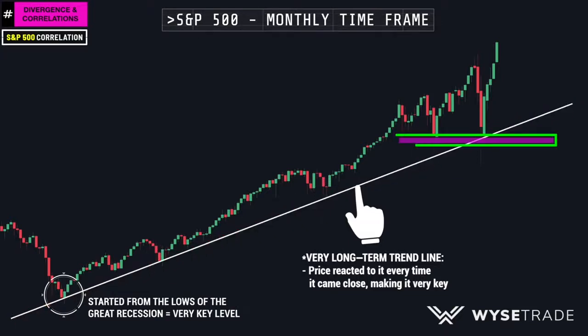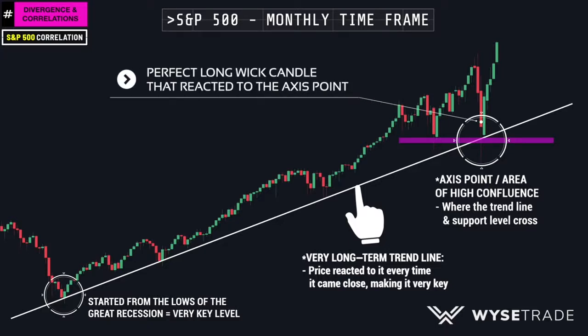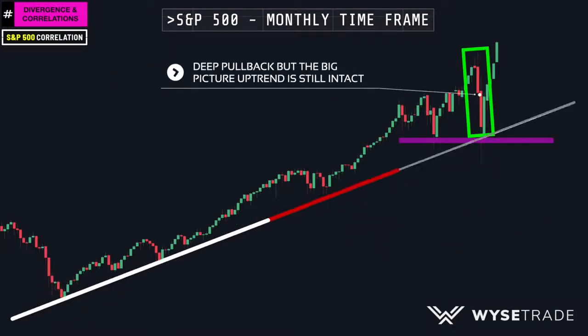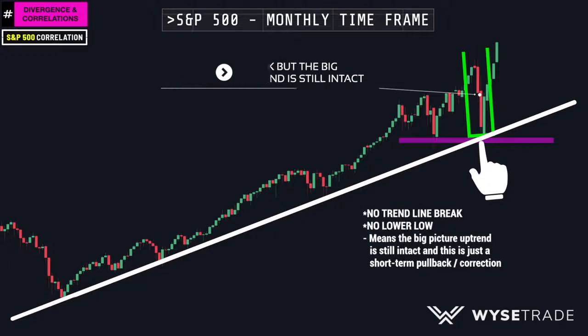You then had this very key support level here because of this reversal point. Now, this then gave us our access point or area of confluence here, where the trend line and support level crossed, which we covered in our last video. You then had a perfect long wick candle right at this access point, showing that it was respected this time around. Now, this is very key. Even though this was a deep pullback, without price breaking this long-term trend line and making a lower low, the long-term uptrend is still intact.